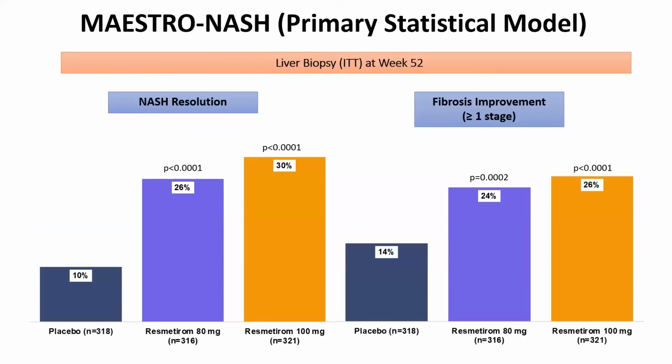And we were also able to achieve fibrosis improvement by 1 stage or more. And with the high dose, this was at 26%, and this was significantly better than placebo at 14%. And you can see that the delta here is almost identical to obeticholic acid. But again, obeticholic acid did not achieve the endpoint for NASH resolution. Here we see a clear improvement in terms of NASH resolution with resmetirom.